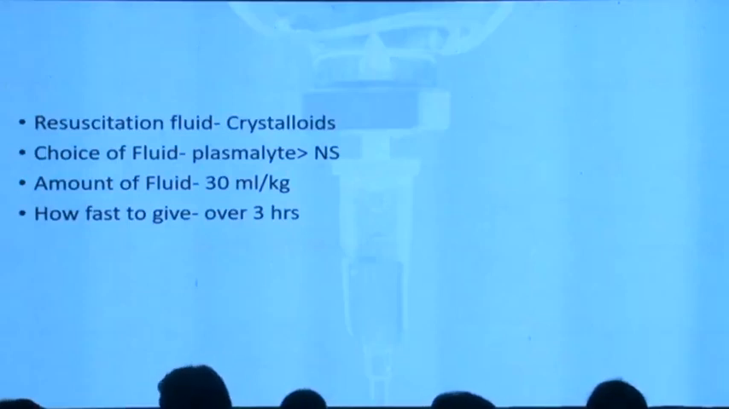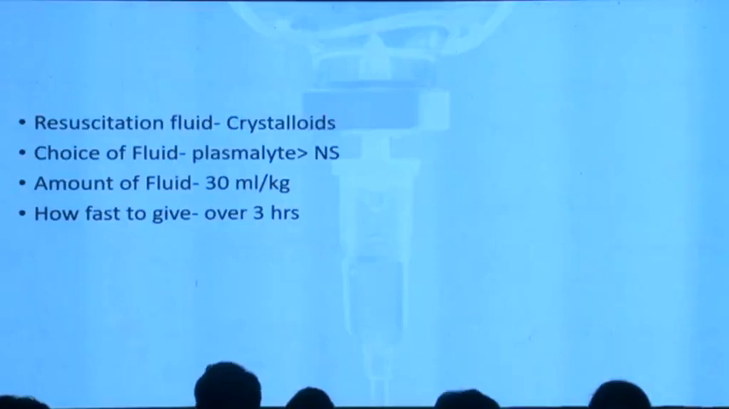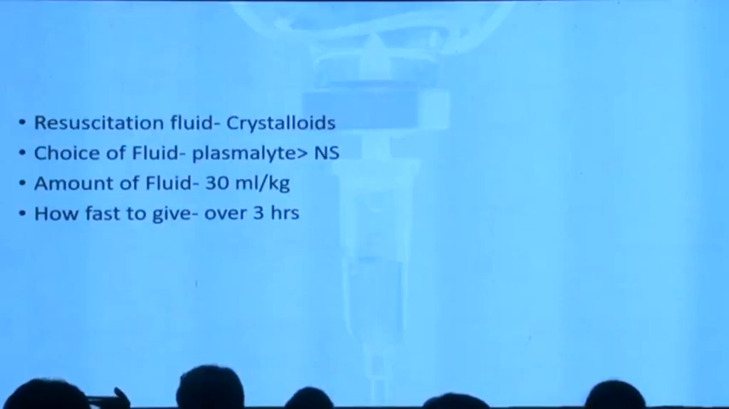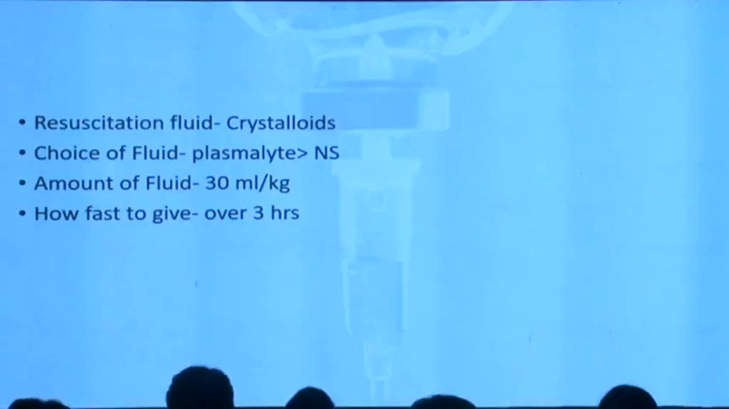So resuscitation fluid will be crystalloids, not colloids. We can use colloids if we have given a large amount of crystalloids. After then you can give a colloid bolus, and dextrans and starches are not recommended because they also cause coagulopathy. Choice of fluid is Plasma-Lyte preferred over NS. Amount of fluid is only 30 ml per kg, and you have to give that over 3 hours.